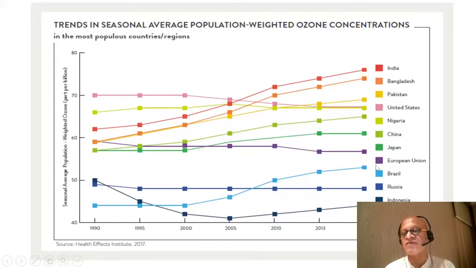Japan remains flat for now. European Union shows a decrease. Brazil shows an increase. Russia is almost flat, and Indonesia shows it had a dip here, could be because of economic and financial issues, and then it has shown an increase, could be related to deforestation, wildfires, and so on and so forth.